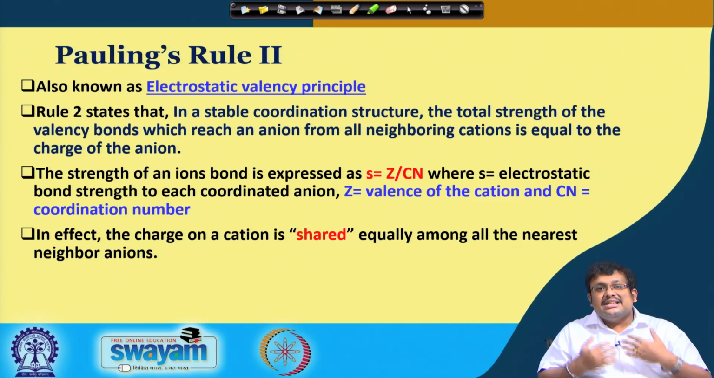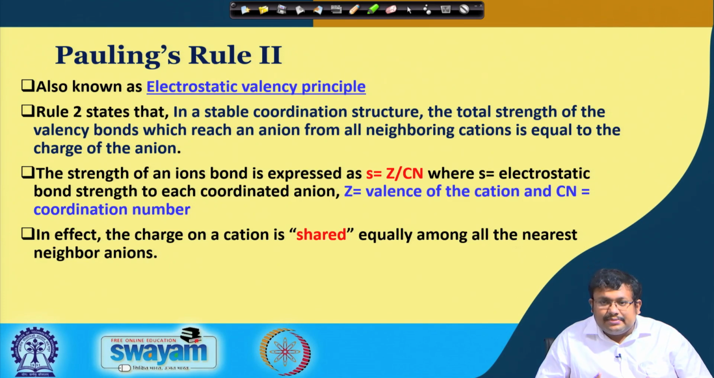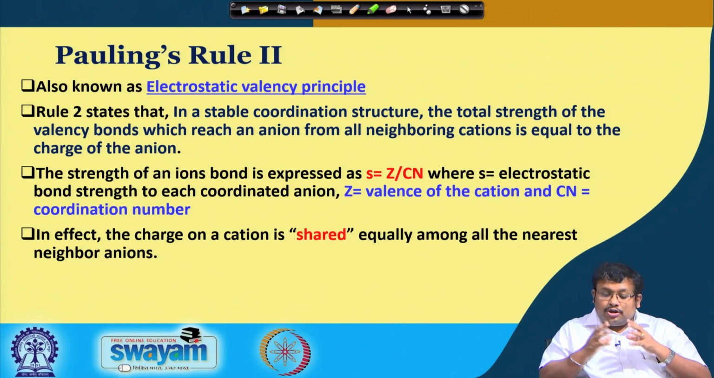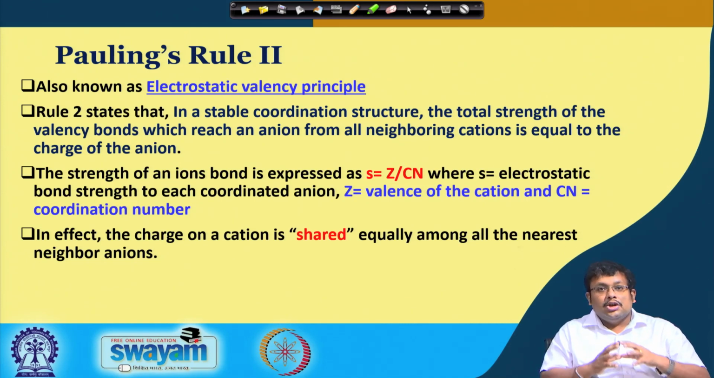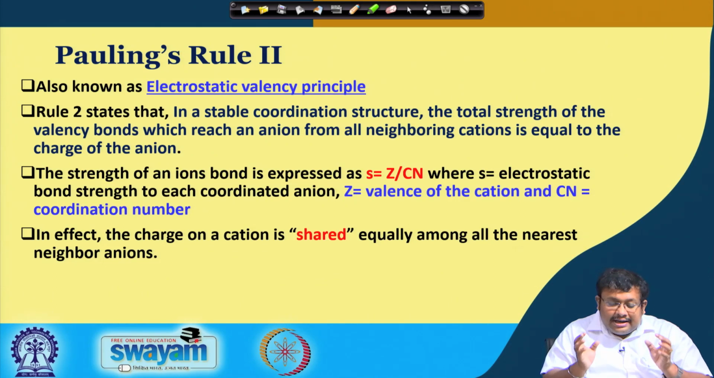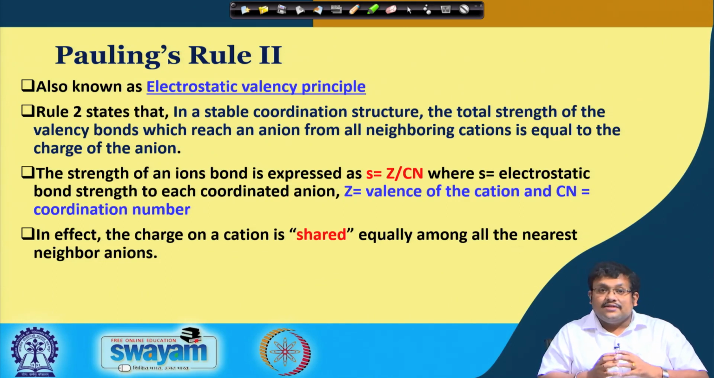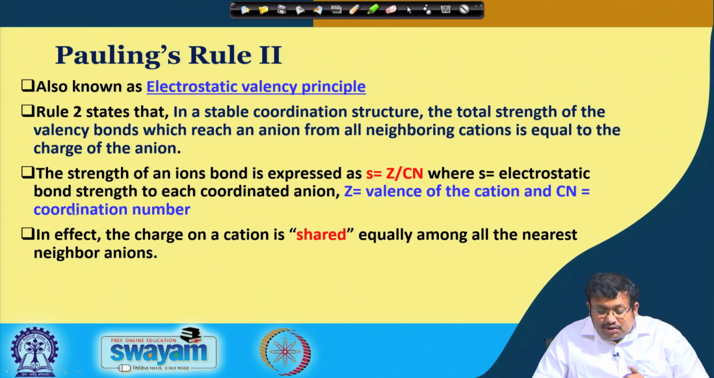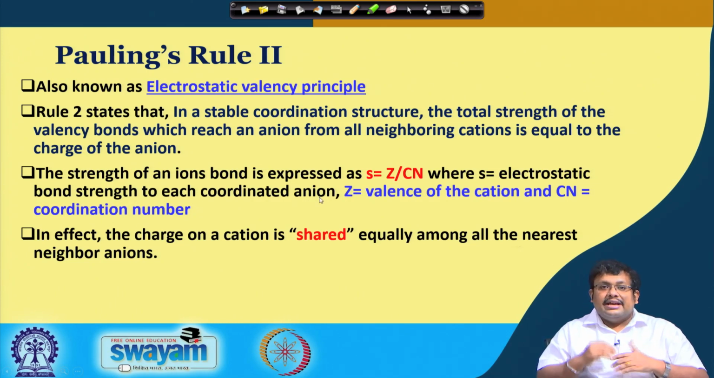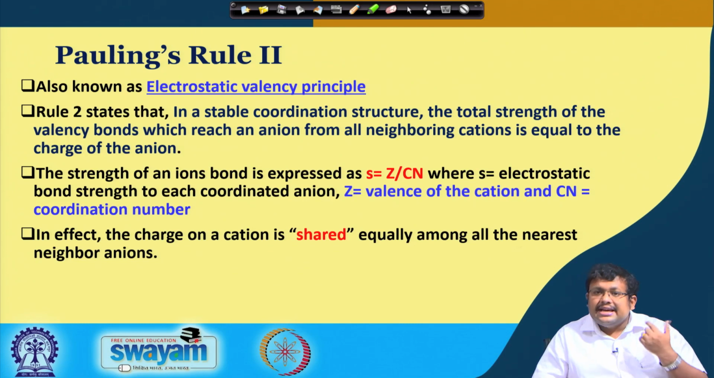Pauling's rule 2 is also known as the electrostatic valency principle. It states that in a stable coordination structure, the total strength of the valency bonds which reach an anion from all neighboring cations is equal to the charge of the anion. The bond strength is expressed as a small s, calculated as the ratio of Z to Cn, where s is the electrostatic bond strength to each coordinated anion, Z is the valency of the cation, and Cn, as you know, is the coordination number.